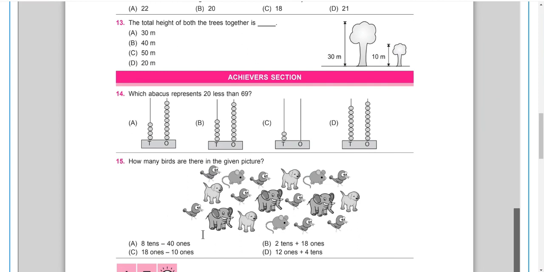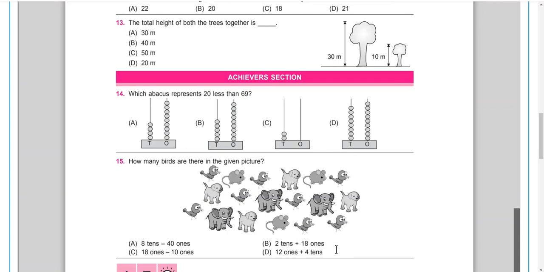Obviously we have to calculate all the options, but we are running short of time, so I'm just finishing it off. The last option is 12 ones plus 4 tens, which is like 12 plus 40, which is 52, which is wrong. So the right answer is C.